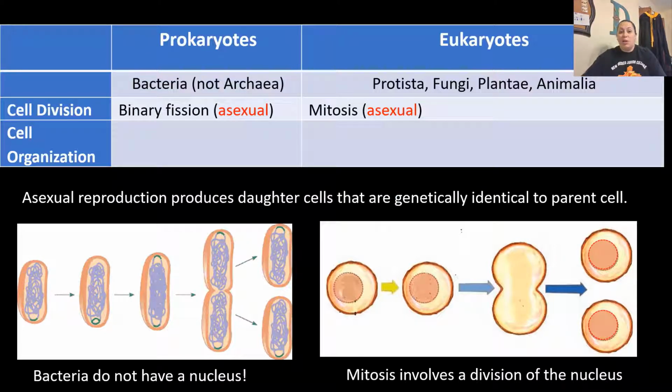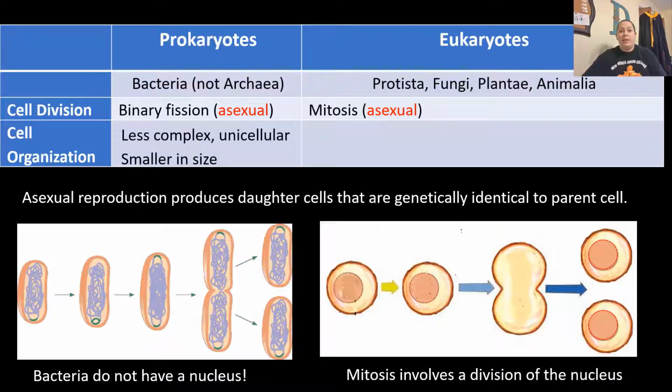So again, asexual reproduction produces daughter cells, and those daughter cells are going to be identical genetically to the parent cell that we start with. Mitosis does involve the division of the nucleus, and this is why it happens in eukaryotic cells, whereas prokaryotic cells are going to use binary fission since no nucleus is present.